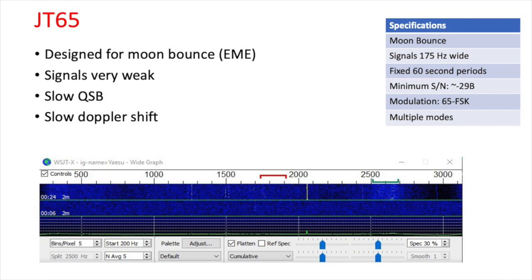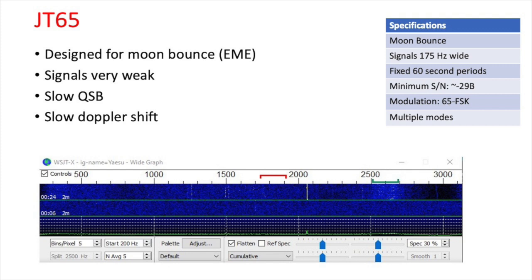JT65 is designed for moonbounce. It's 175 hertz wide. It's fixed 60-second periods. Because it's a longer period of time, we can get down to minus 29 dB. I have made contacts at minus 29 dB. I don't have it anymore, but I had a peanut whistle station, and the big guys would be able to pull me out.